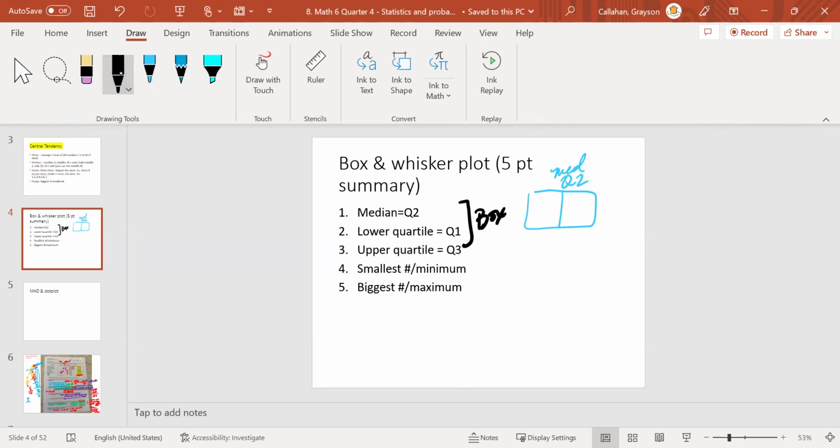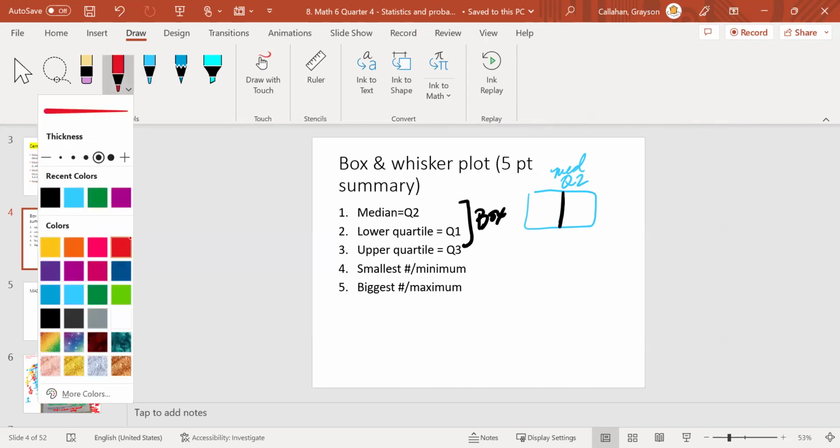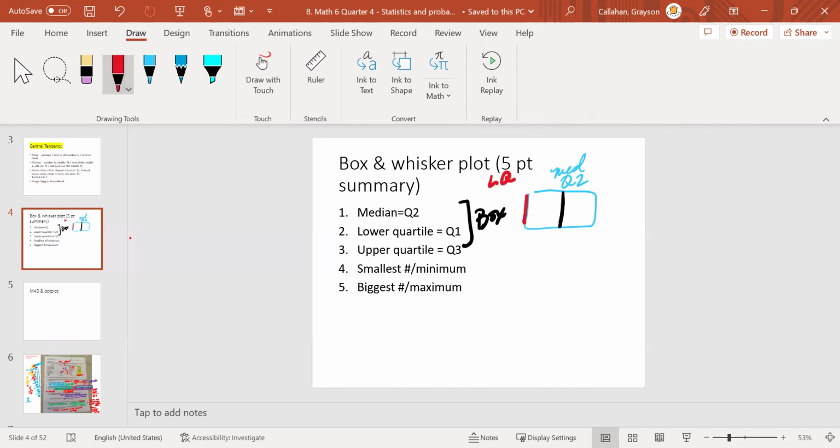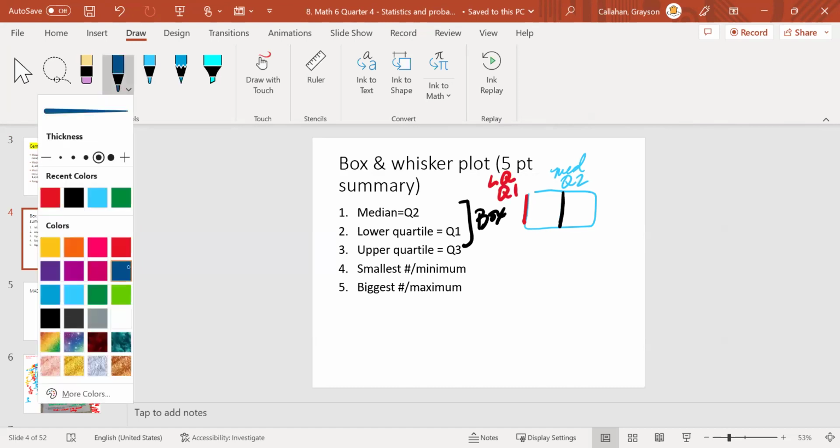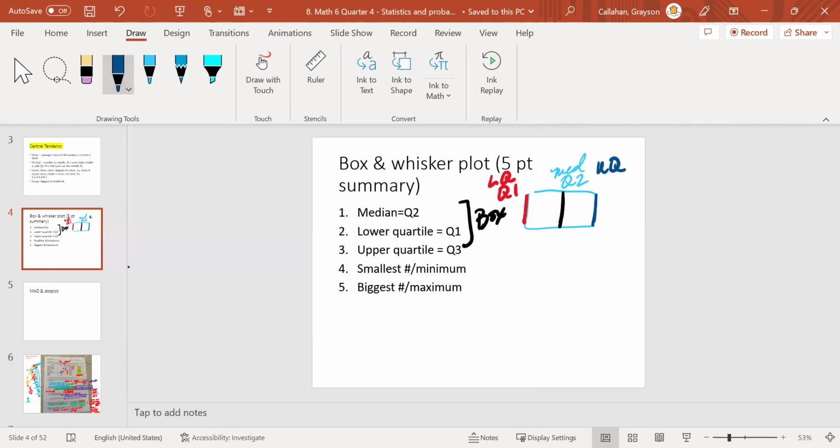This part right here is lower quartile Q1. And this part right here is upper quartile Q3. Do you see that? That's the box, right? Yeah. Those 3 things make the box.